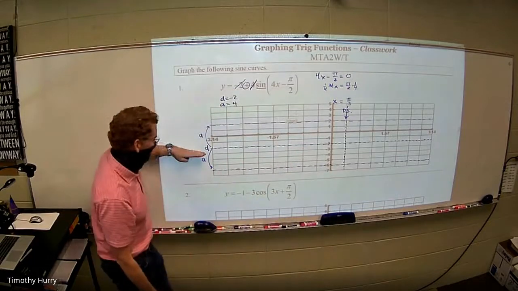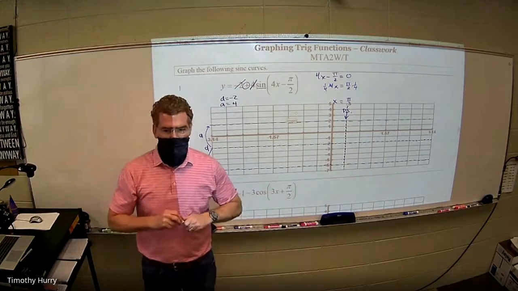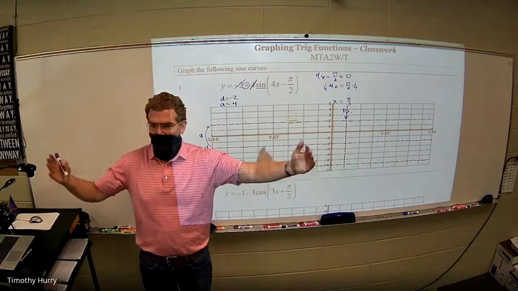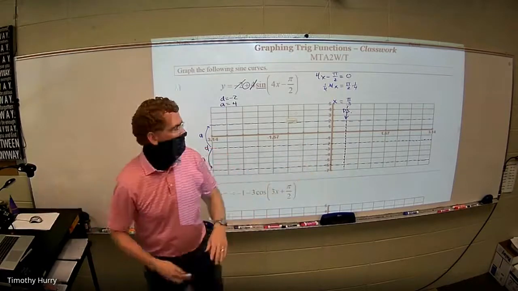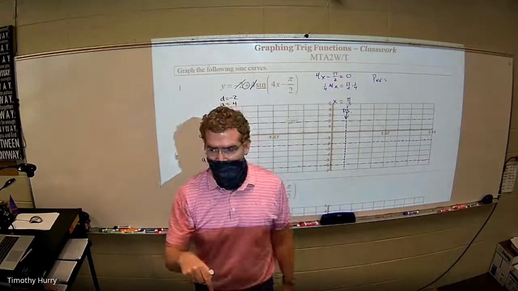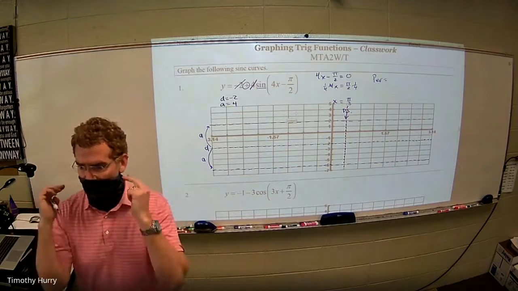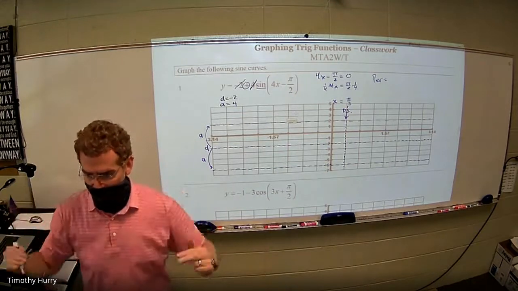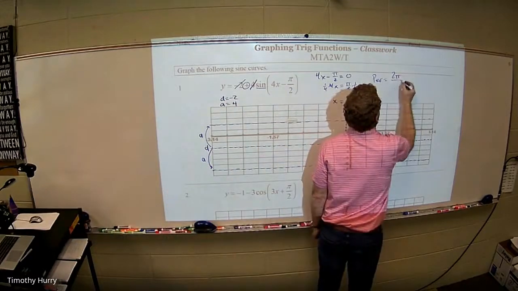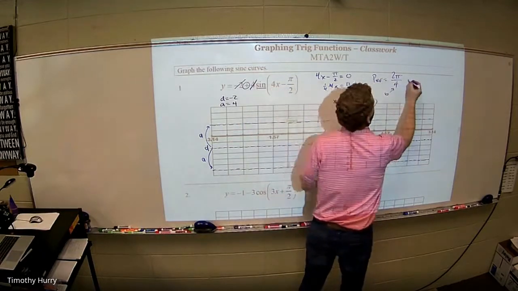So I've got D, my amplitudes, my phase shifts. What's the last thing I need? The stretch. How big the period, length of period? And how do I find period? Period is always, for sine and cosine, and for secant and cosecant, 2 pi over the b. So 2 pi over the b value, which happens to be 4, that's my b, which gives me pi over 2.